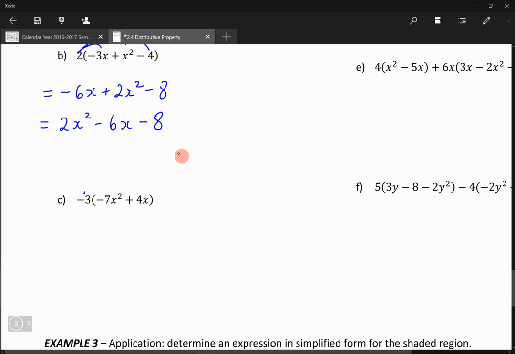Part C, multiply, negative 3 times negative 7 is positive 21x squared. Negative 3 times 4x is negative 12x, or minus 12x.